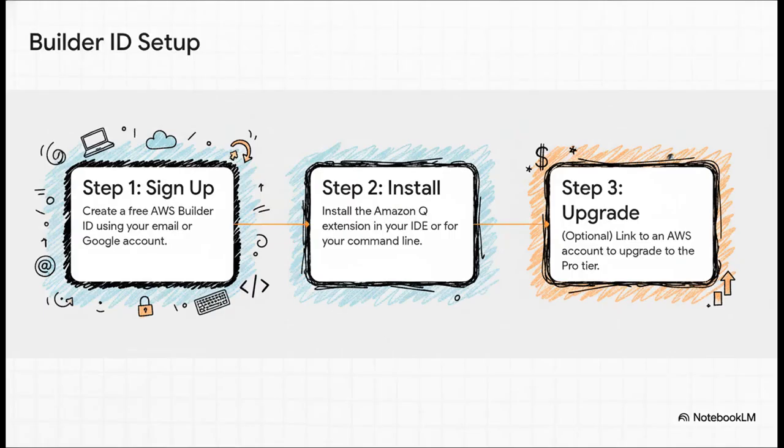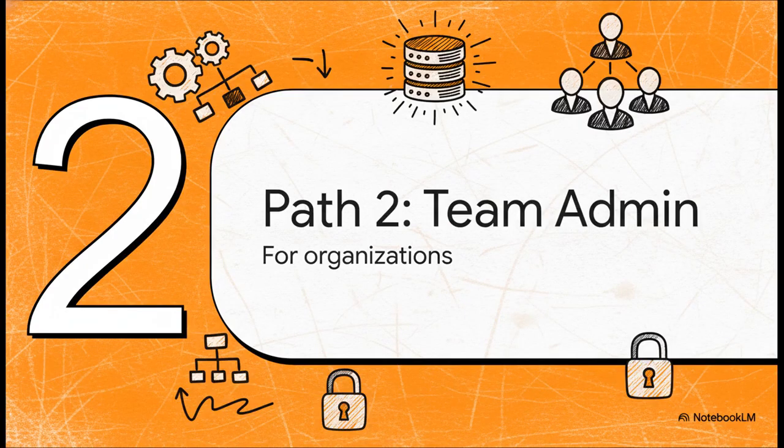So for our solo developer Alex, the process is ridiculously simple. It's really just 3 steps. 1, sign up for that free Builder ID. 2, install the Q extension. 3, well, there is no 3, you're pretty much ready to go. Of course, if you start using it a ton and hit the free limits, you can optionally link an AWS account to get that Pro tier for more usage. It's that easy.